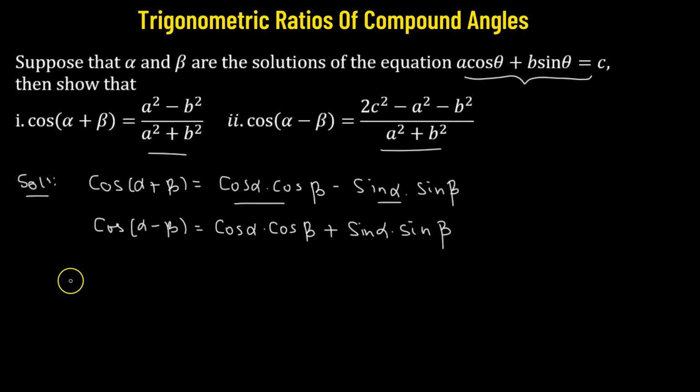Now step number one: we'll take this equation, which is a times cosine theta plus b times sine theta equals c. So this equation involves both cosine theta and sine theta. In the first step, we'll try to get rid of sine theta. This is going to give us one quadratic equation in terms of cosine theta, and in the next case, we will get rid of cosine theta and rewrite this entire trigonometric equation as a quadratic equation in terms of sine theta.